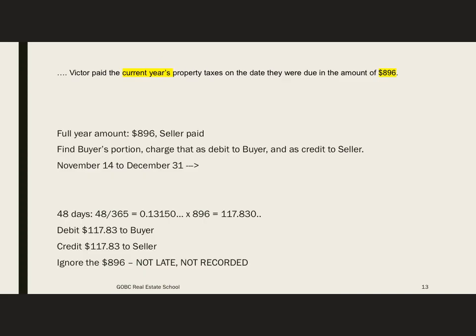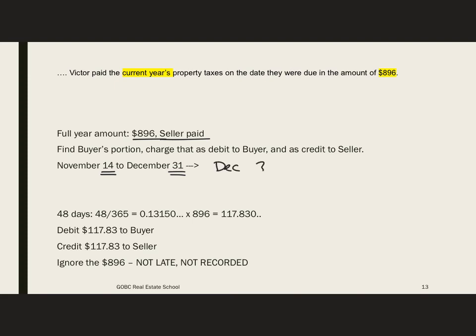So this is the calculation broken down. It says the full year's amount is $896 and that Victor already paid. We need to figure out her portion, the buyer's portion, from November 14th down to December 31st. So how do we do that? We count the days. And for finding the buyer's portion, I like to count backwards.